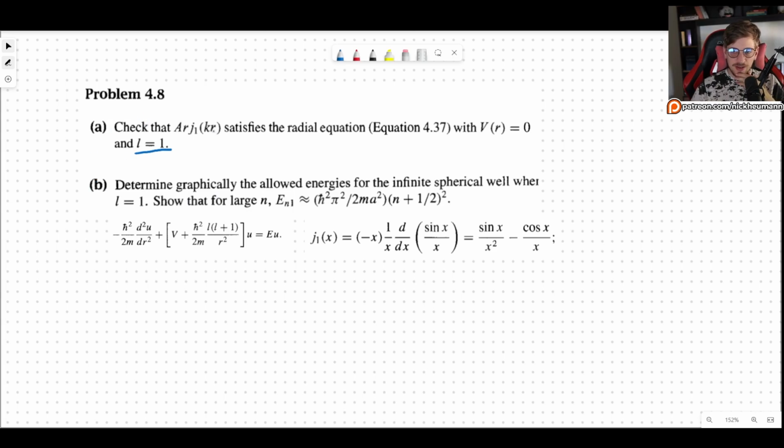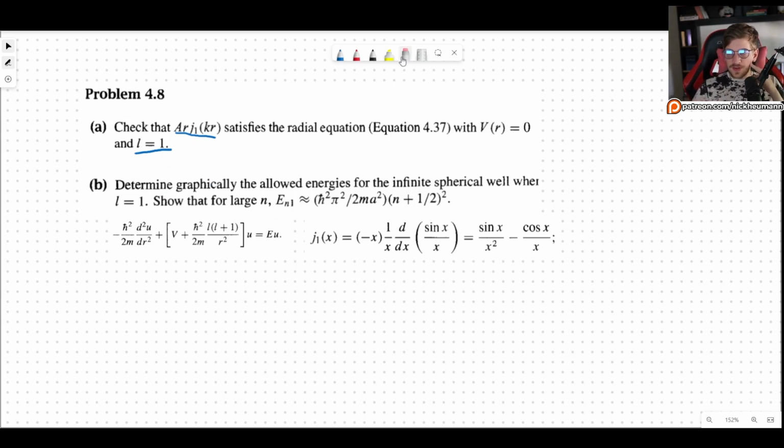We want to check that A, that normalization constant, times r times j1 satisfies the radial equation with the potential equal to 0 and L equal to 1. If you don't know where the spherical Bessel function comes from, then you should probably go back a few videos because we have already derived all of that, and it is pretty important to know where it comes from, even though we are just going to use the result here.